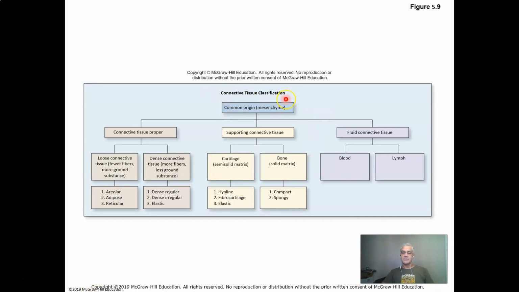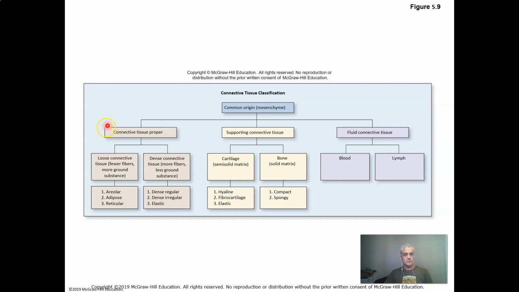All right. Just as we had for epithelial tissues, we have a chart. Okay. We're going to classify connective tissue. Now, connective tissue has a singular cellular or common cellular origin, and that is referred to as mesenchyme. Mesenchyme is this primordial early stage of connective tissue development.